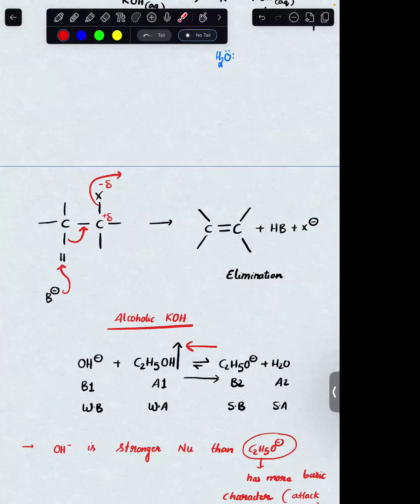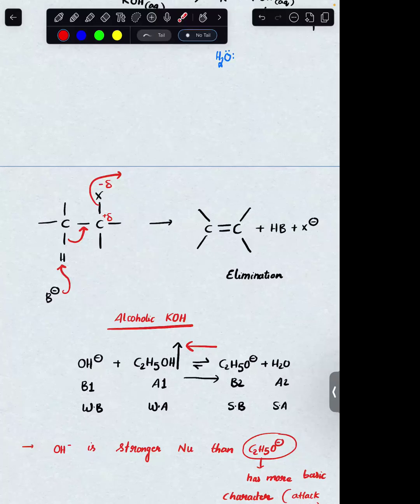Sir, because the functional group itself is X here and not C or something. Yes, the functional group is X here. So the carbon attached to this X is the alpha carbon. This is the beta carbon. Okay, sir, thank you.